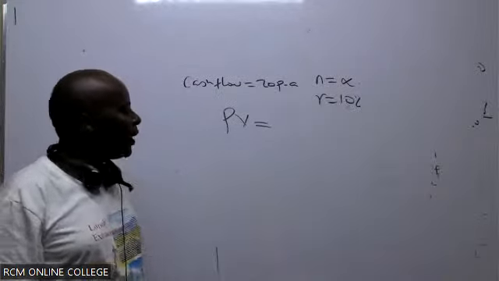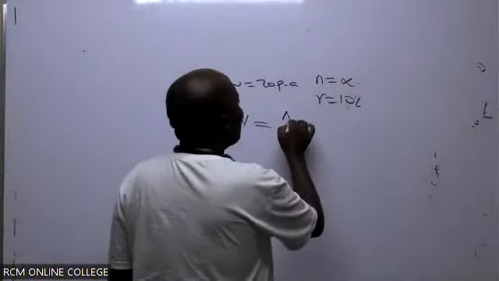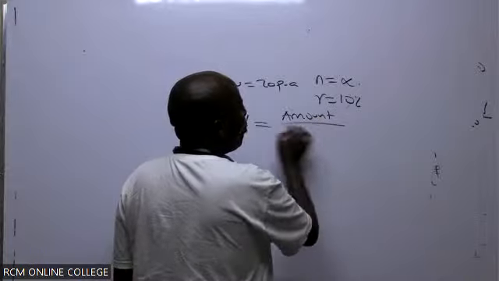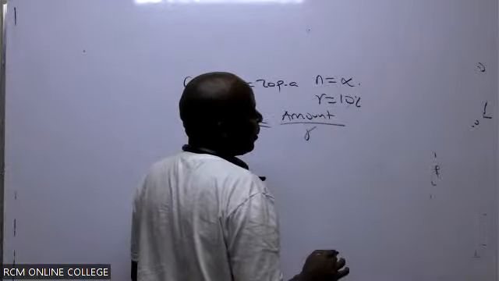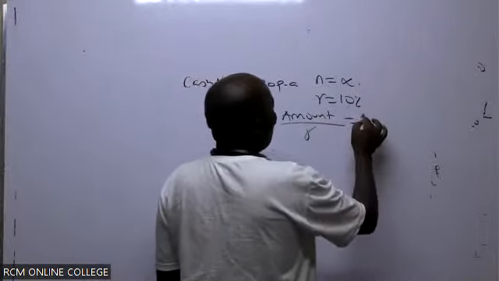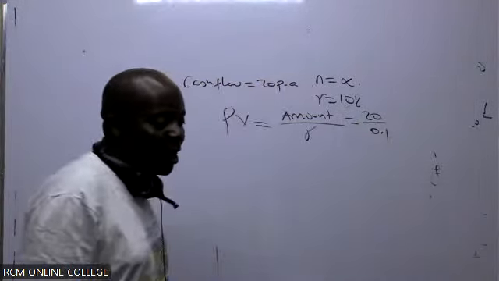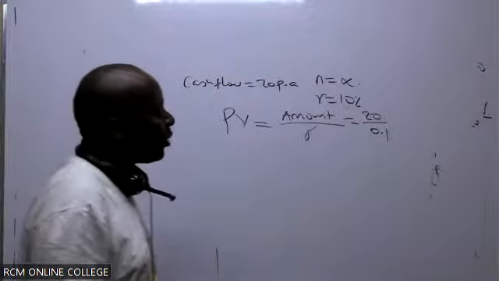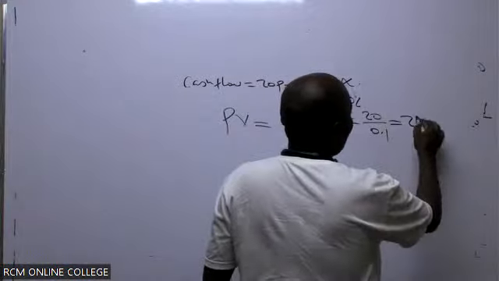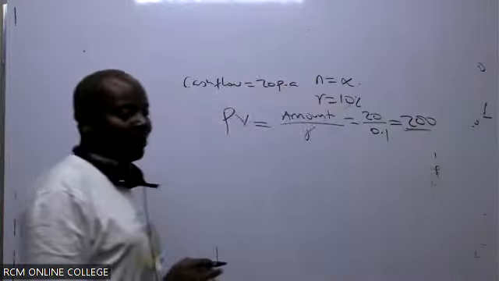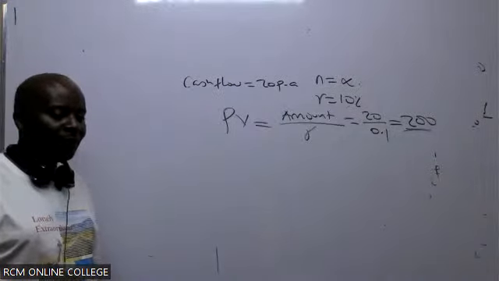Thank you very much, Javan. Javan has said straight away, teacher, it is the amount or cash flow divided by R. So this will be 20 divided by 0.1, because 10% is 0.1, which ends up giving me 200.